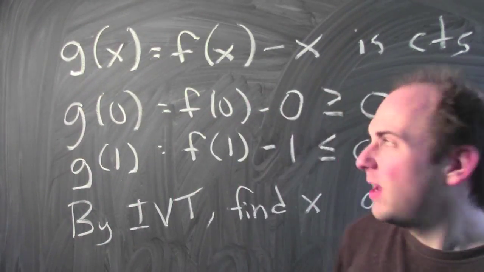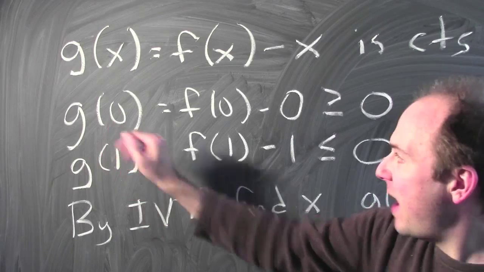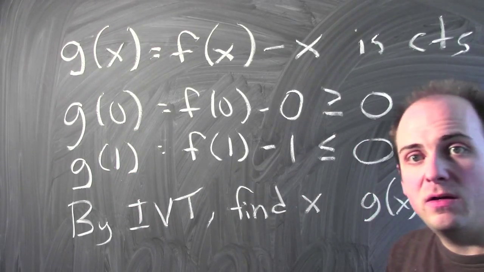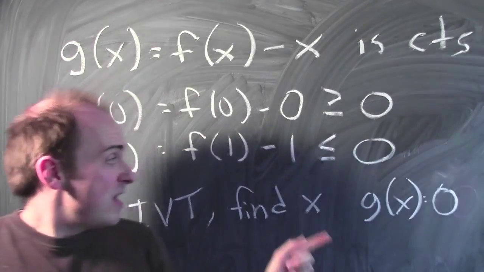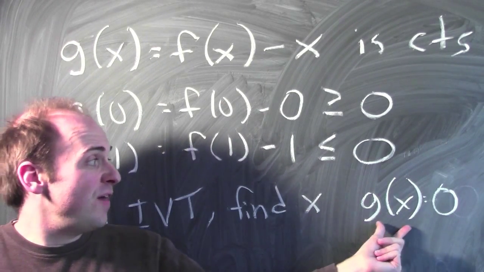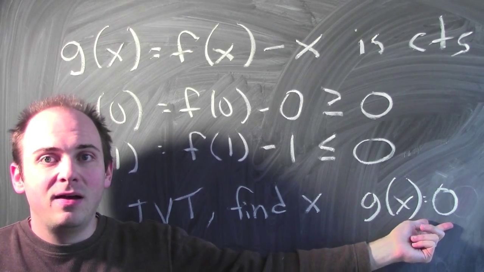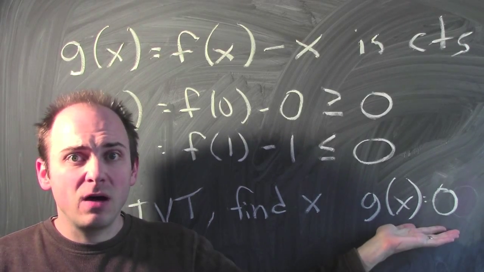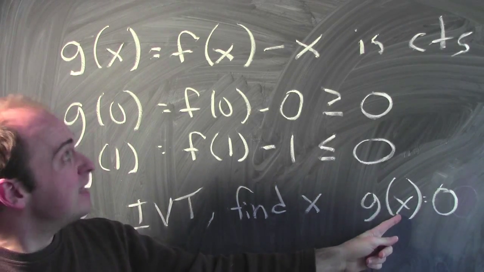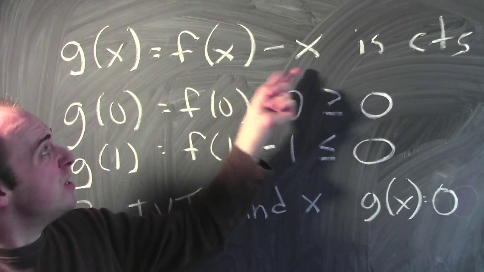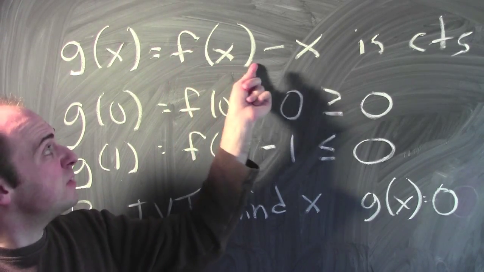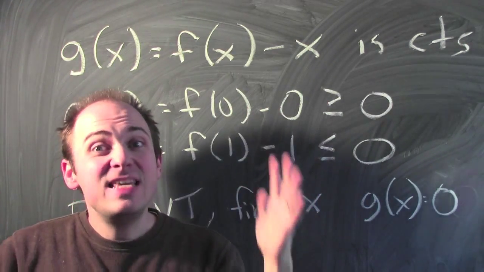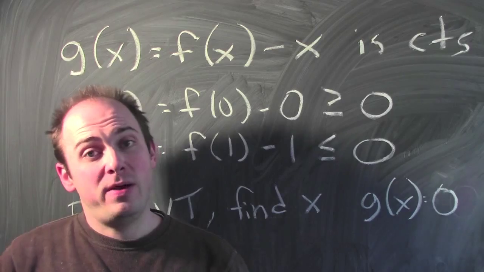What do I know altogether? I've got a continuous function g. Its value at 0 is bigger than or equal to 0. Its value at 1 is less than or equal to 0. By the intermediate value theorem, this gives me a point x so that g of x is equal to 0. Why do I care about that? Well, g of x is f of x minus x. So I found a point x so that f of x minus x is equal to 0. I found a point x so that f of x equals x. I found the fixed point.